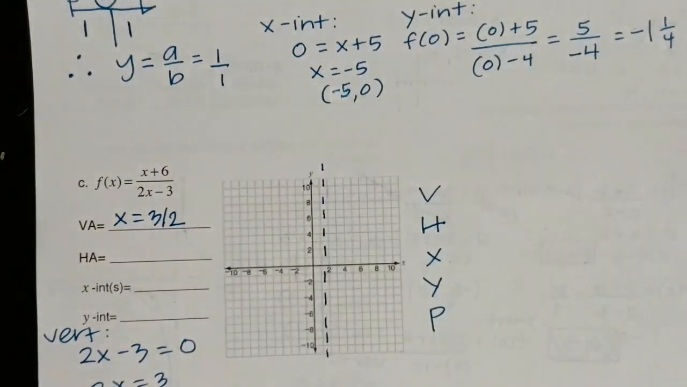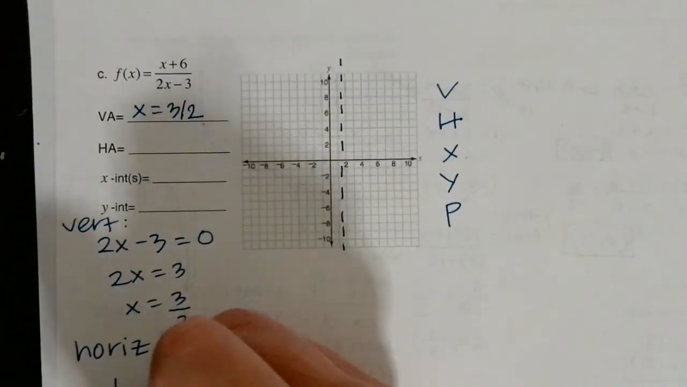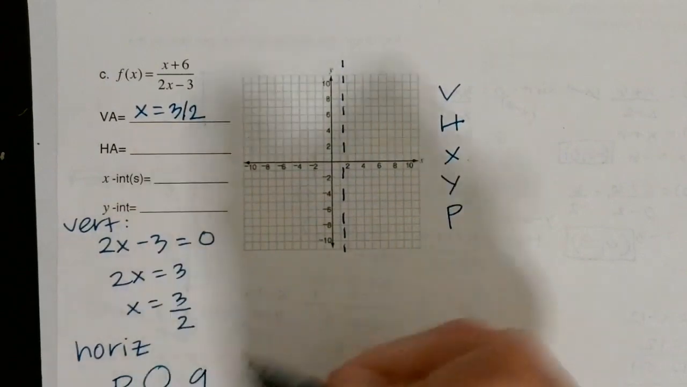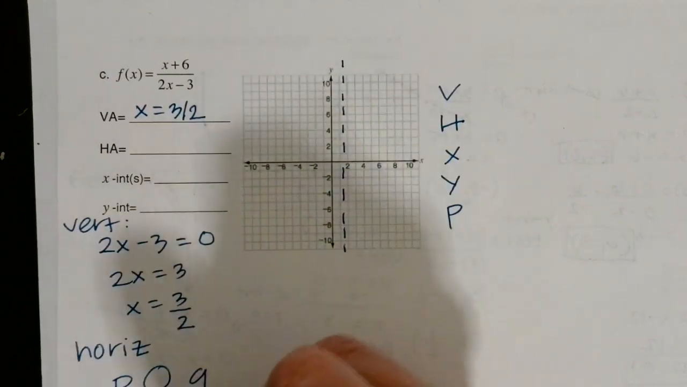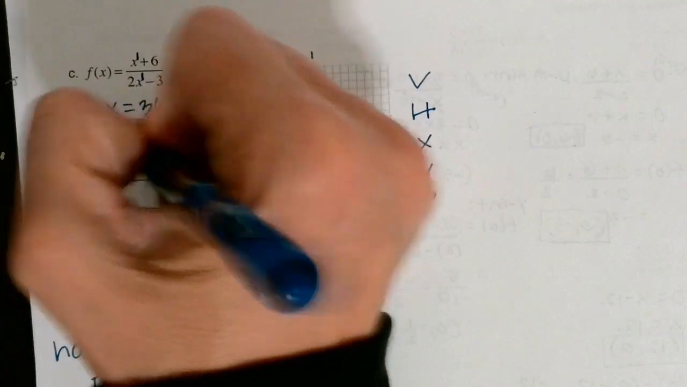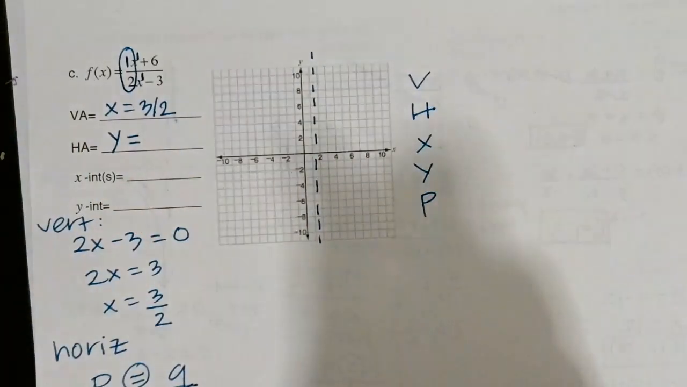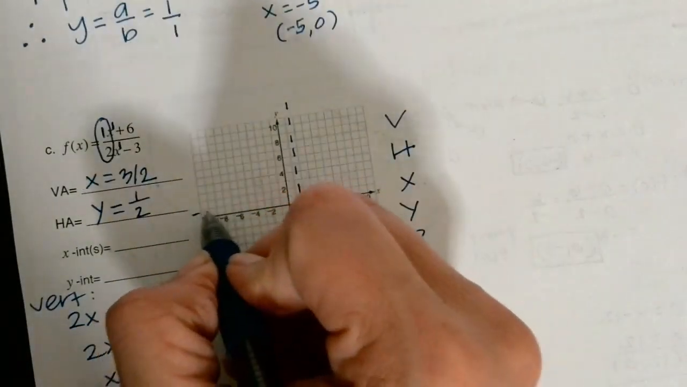Okay? Horizontal asymptote. We have to do P and Q. Alright, no problem. P, circle, Q. P is 1 and Q is 1. So it's the power. P is 1, Q is 1. So those are equal. So when I do my horizontal asymptote, it's the ratio, it's that fraction that's in front. So it's 1/2. That's alright. We're not afraid of fractions.